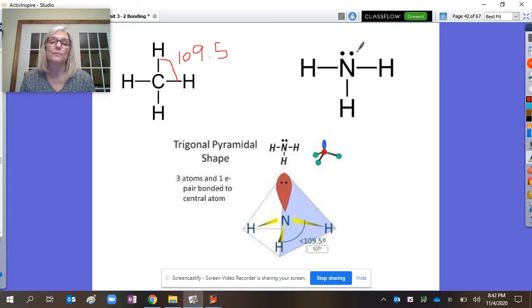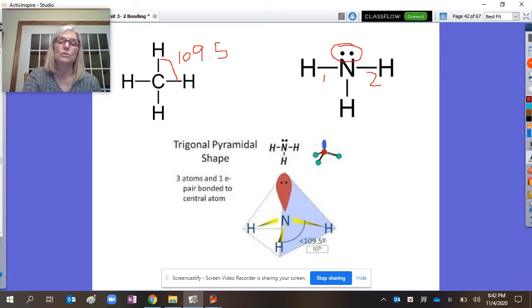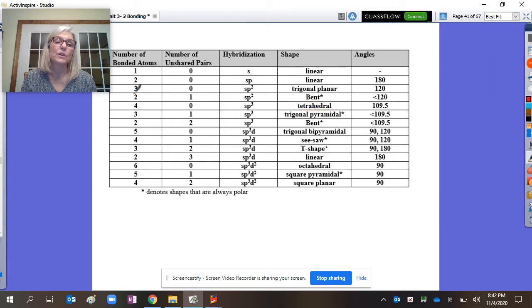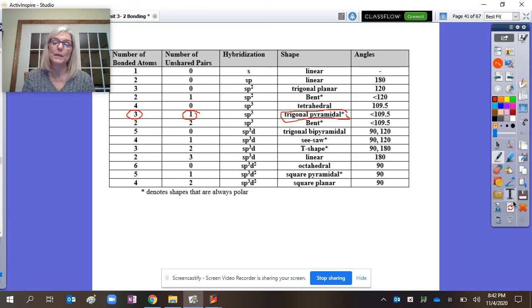So let's do this one now. Here we have one unshared pair, and we have 1, 2, 3 bonded atoms. So now let's look at your reference sheet. Let me clear that. We have 3 bonded atoms. Here's a 3, but this says 0 unshared, so that's not it. Keep going. Here's 3 bonded atoms and 1 unshared pair. So this again is a trigonal pyramidal or trigonal pyramid.